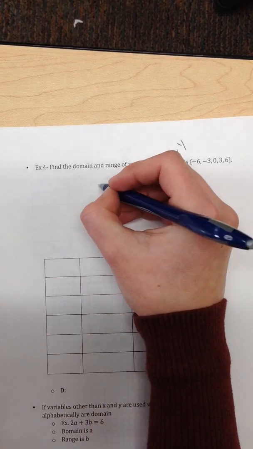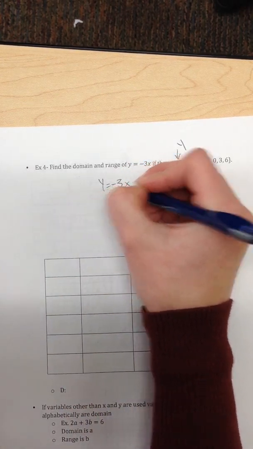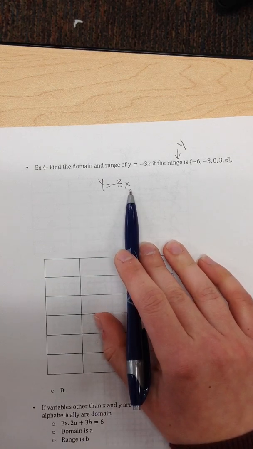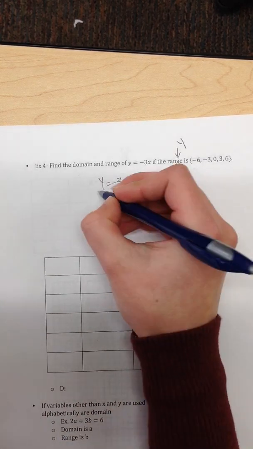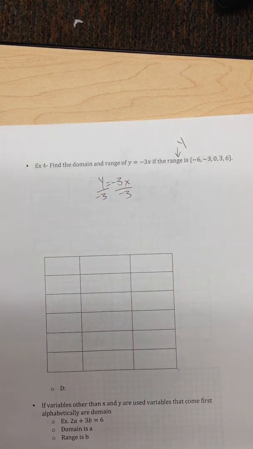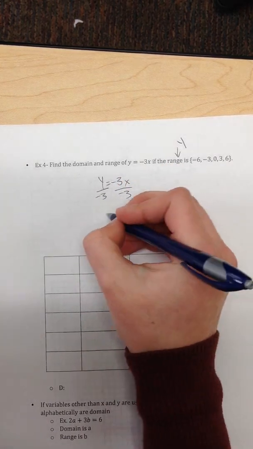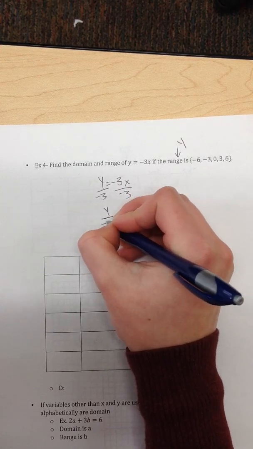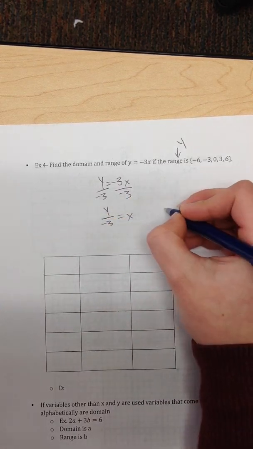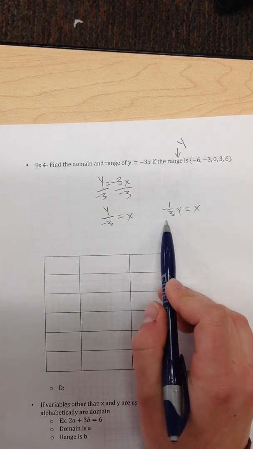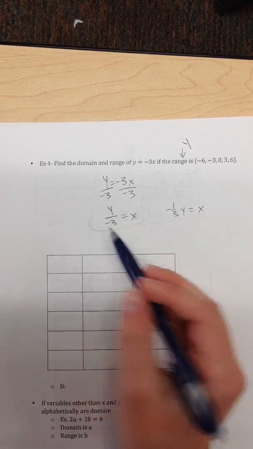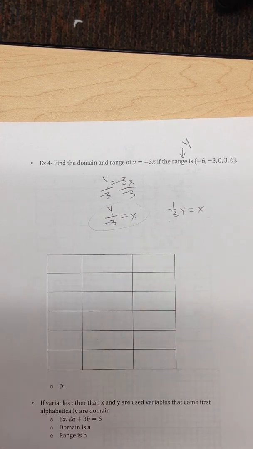So I'm going to take that equation, y is equal to negative 3x, and solve this for x. You don't have to, it just makes it a little bit easier when you solve. To get the x by itself, I would divide by negative 3 on each side. You could either write this as y over negative 3 is equal to x, or negative 1/3 y is equal to x. Instead of dealing with multiplying by a fraction, it's just as easy to divide by negative 3, so I'm going to use this equation when I do my plugging in here.